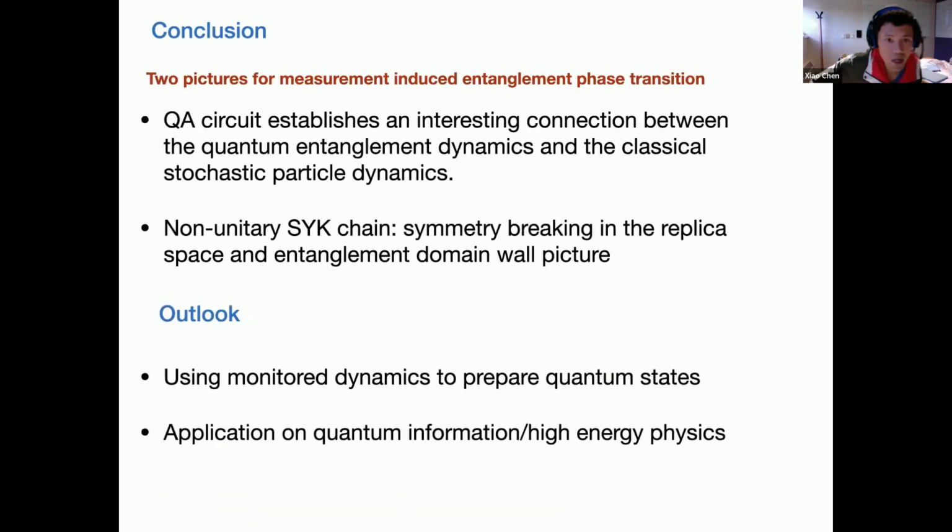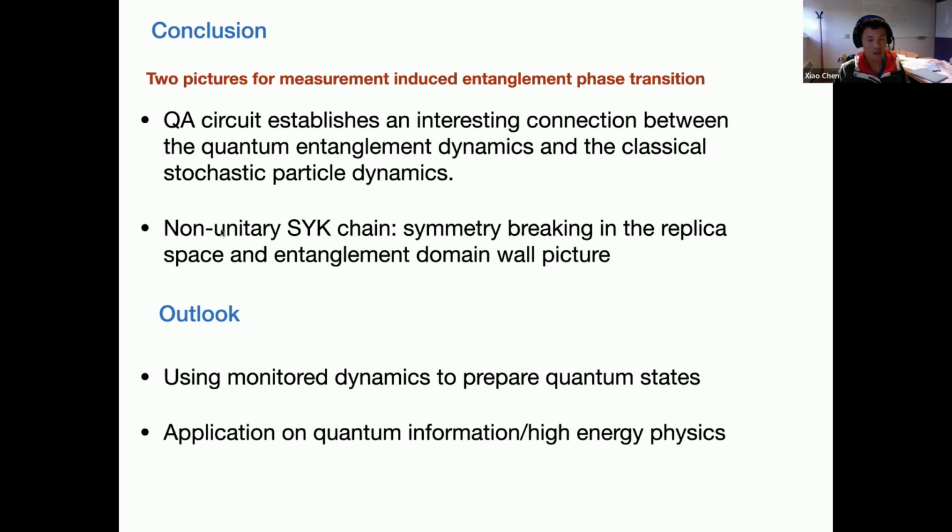So, in summary, I have provided two pictures to understand the entanglement phase transition. The first one is based on this quantum automaton circuit. This one maps the entanglement phase transition to a classical phase transition, which belongs to the directed percolation universality class. And the entanglement entropy is mapped to the first passage problem in the classical stochastic dynamics. So this provides one approach to understand the physics in the measurement induced phase transition. This could be considered as a small n limit.